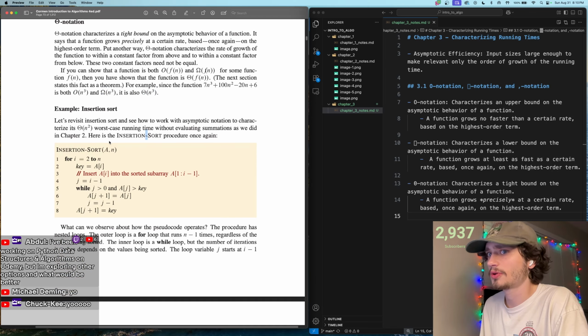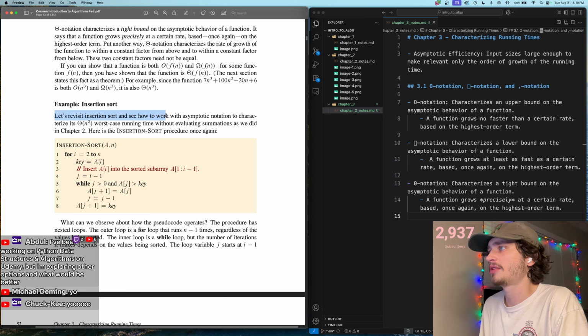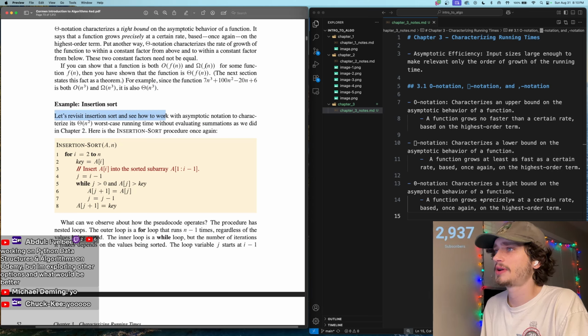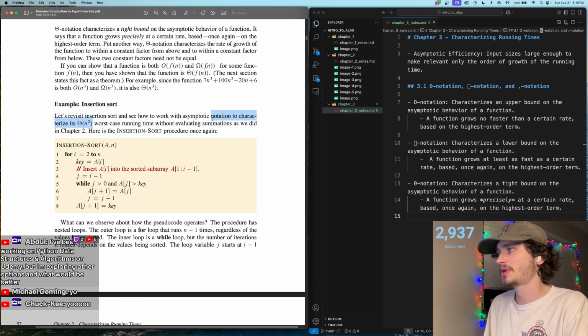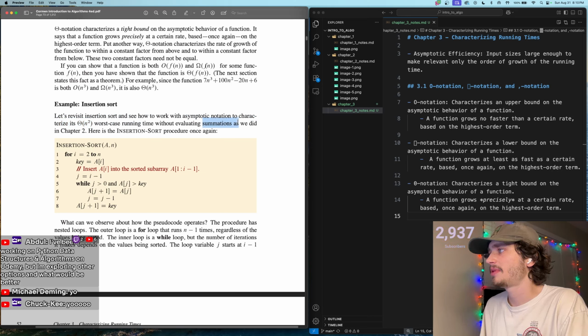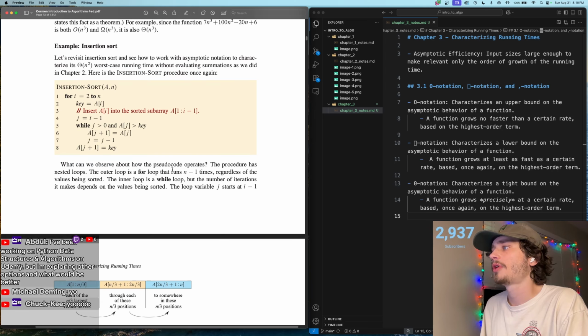Example on insertion sort. Let's revisit insertion sort and see how to work with asymptotic notation to characterize its theta of n squared worst case running time without evaluating summations as we did in chapter 2. Here is the insertion sort procedure once again. What we can observe about how the pseudocode operates: the procedure has nested loops. The outer loop is a for loop that runs n-1 times, regardless of the values being sorted. The inner loop is a while loop, but the number of iterations it makes depends on the values being sorted.